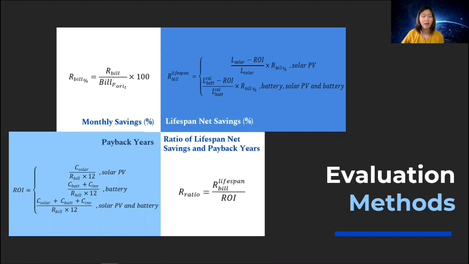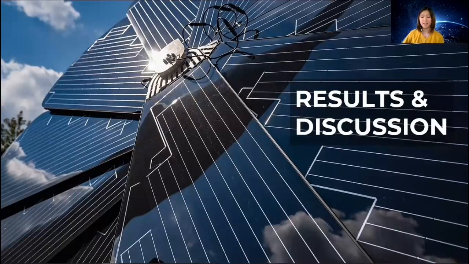And lastly, R ratio is defined as the ratio of lifespan net savings and payback years. This measure will be the primary indicator for value in the following tests conducted. Finally, allow me to discuss my results.